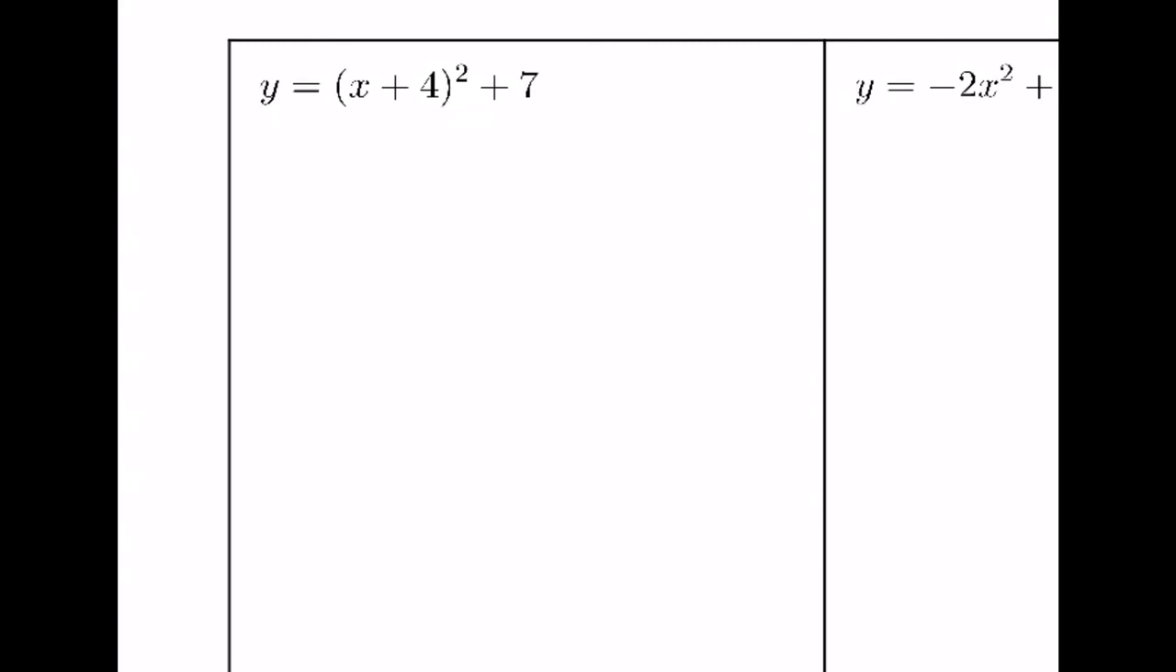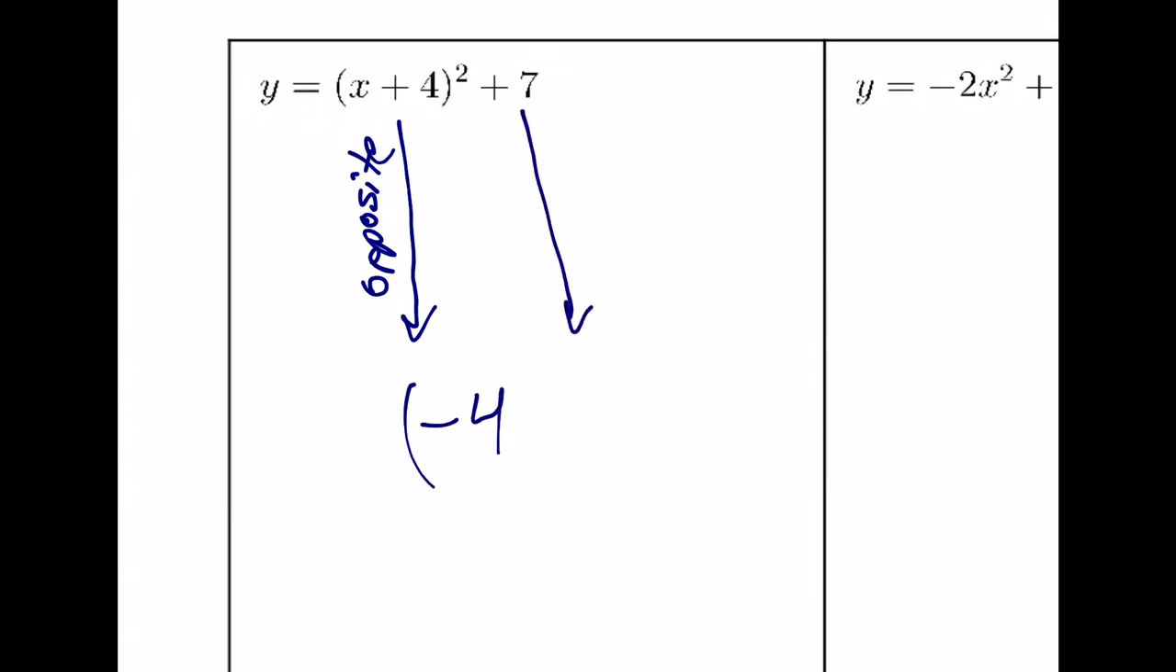To find the vertex for Vertex Form, we take the opposite of this number inside parentheses. So we see plus 4, we're going to make that a minus 4. And we take the exact number from the far right, the constant, which is a positive 7. And that's why they call it Vertex Form, because it's pretty easy to find the vertex anyway.